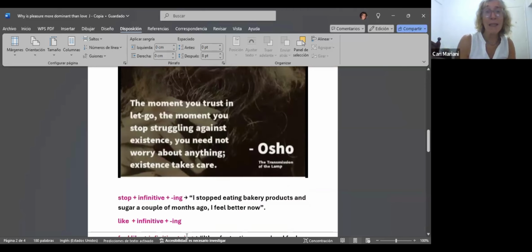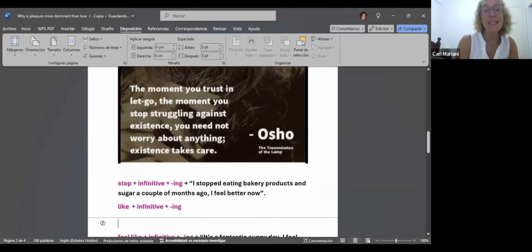That's why there is a phrase that says that the opposite of love is not hate, but fear. If we have fear, we don't trust. And so we want to hold on to things or to persons, to relationships. So the moment you trust in let go, here we have another usage of let go, that we can use as a noun, the let go, not only as a verb. The moment you trust in let go, the moment you stop struggling against existence.